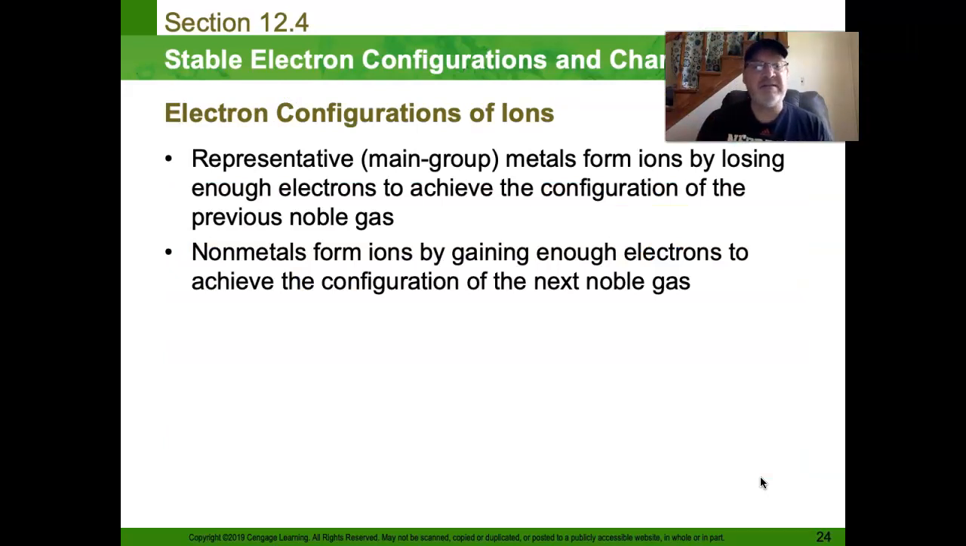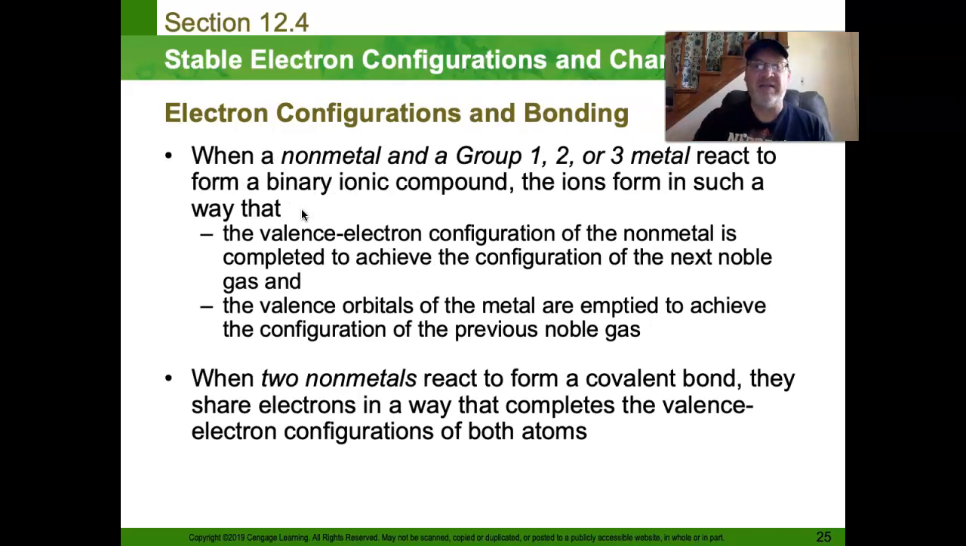For ions, as I said, I like this statement. But here's the key. It's not just any electrons that the atoms are going to lose. It's the valence electrons. It's those outermost energy level electrons that are going to be lost by the atom, by the metal, or gained by the non-metal for this. And again, these next slides kind of show what's going on.